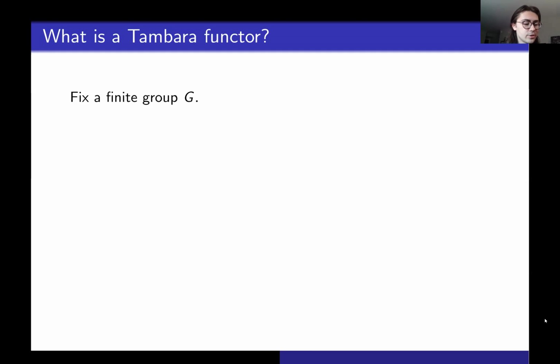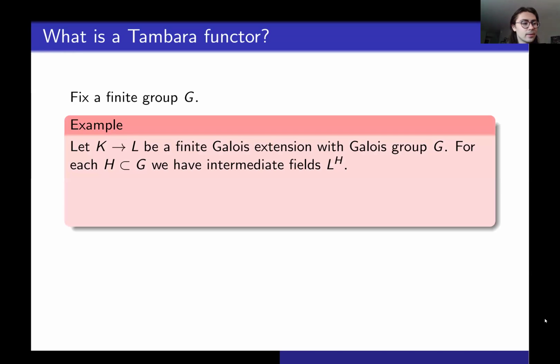So I'm going to start by explaining what is a Tambara functor. And I'm going to start by giving an example of a Tambara functor that is going to be abstracted. So we start with a finite group. My example of a Tambara functor is to start with a finite Galois extension with Galois group G. So G is acting on a field L, and the G fixed points are K.